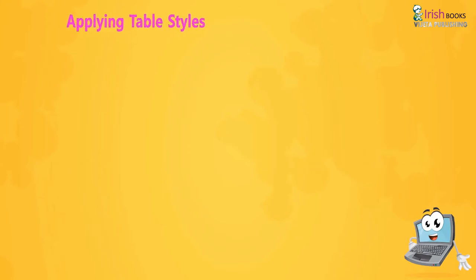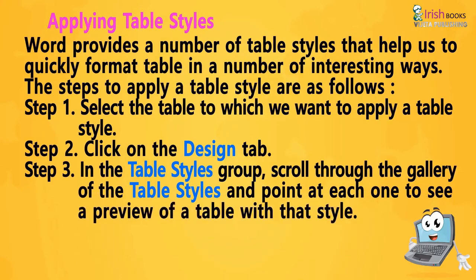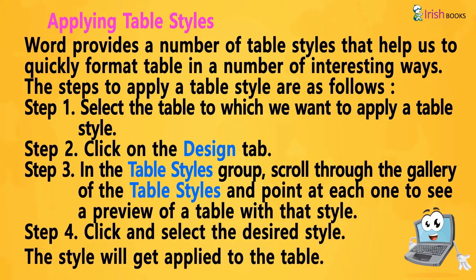Applying table styles. Word provides a number of table styles that help us to quickly format a table in a number of interesting ways. The steps to apply a table style are as follows. Step 1. Select the table to which we want to apply a table style. Step 2. Click on the Design tab. Step 3. In the Table Styles group, scroll through the gallery of the table styles and point at each one to see a preview of a table with that style. Step 4. Click and select the desired style. The style will get applied to the table.